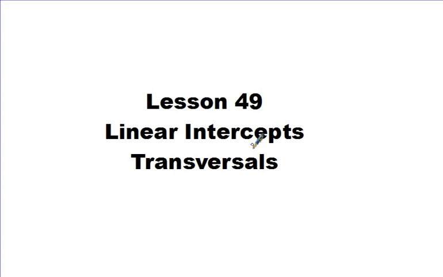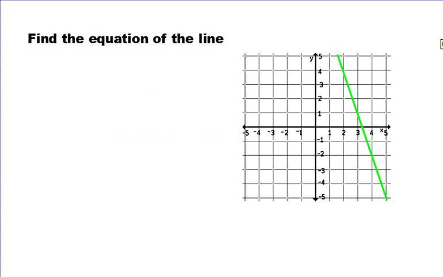Lesson 49, linear intercepts and transversals. A lot of times when we look at graphs, we can determine a lot of things just by looking at it. We can figure out the slope by looking. We can determine where the line crosses the y-axis, or the y-intercept.